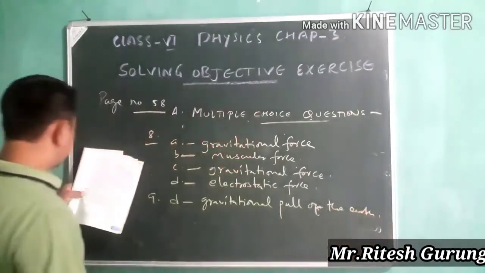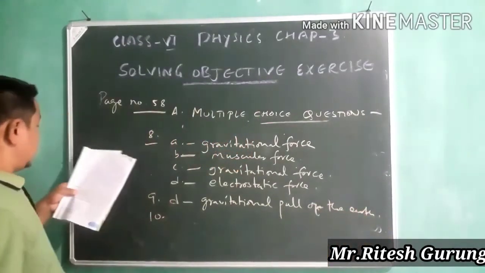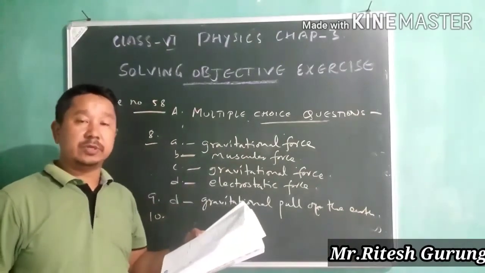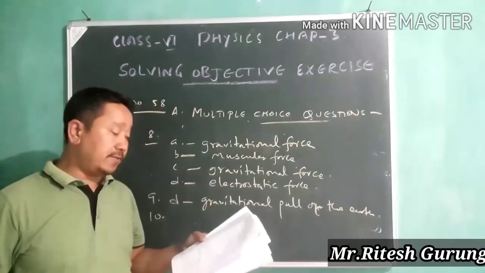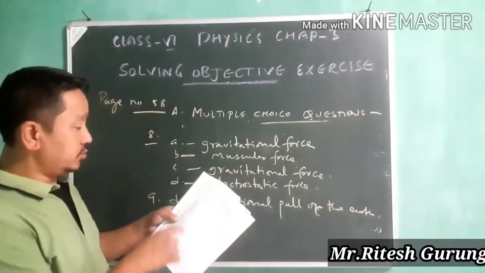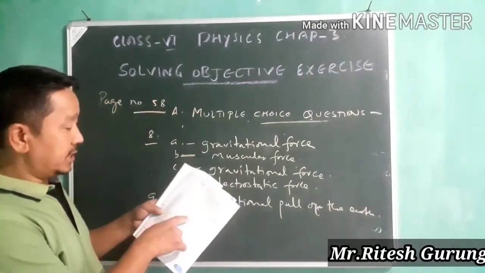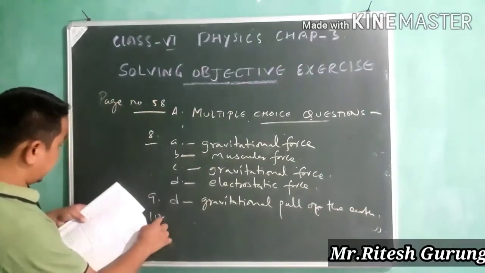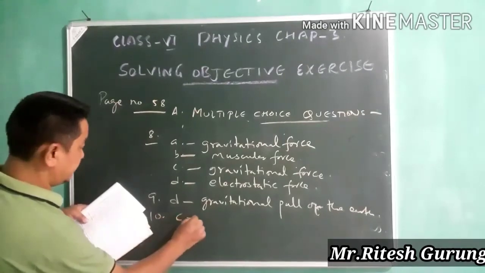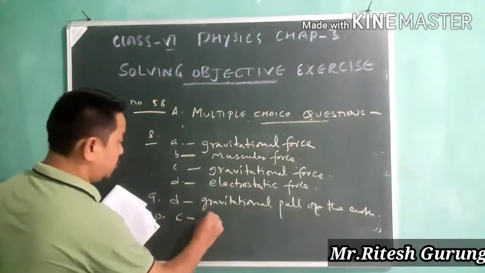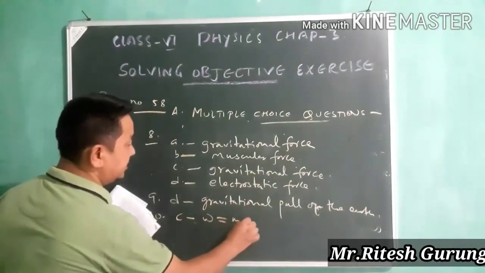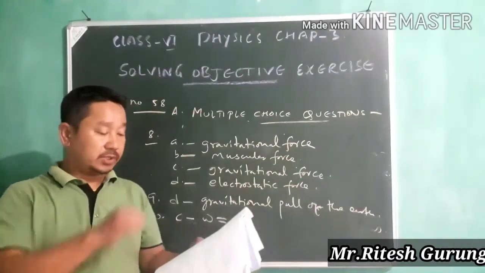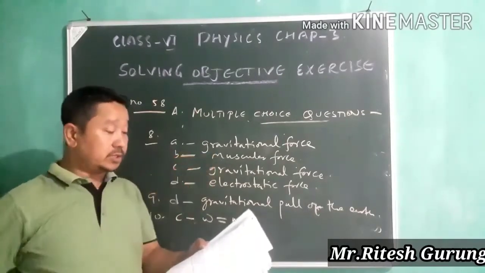Then number 10. Weight of a body is measured by using the formula I've already told you: mass into gravity, that is m into g. W, weight, means question number 10, option C. Weight means mass into gravity, which we did somewhere before also.